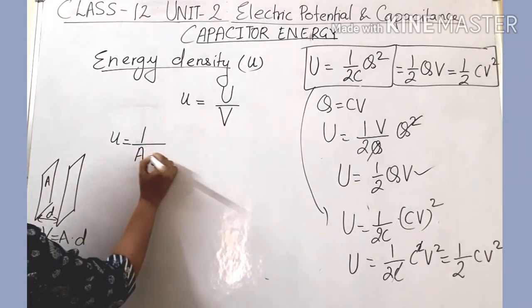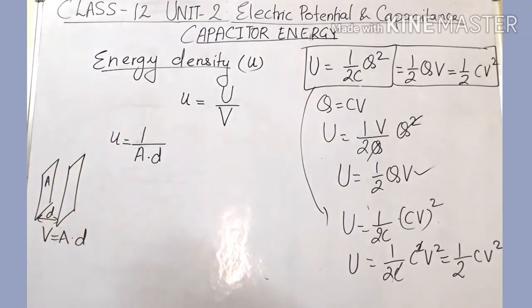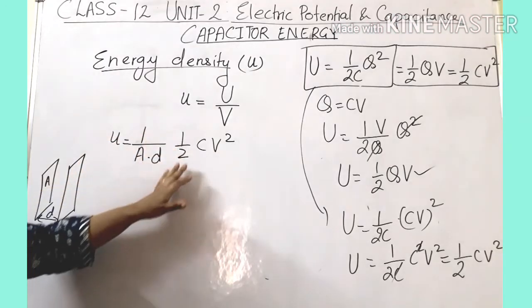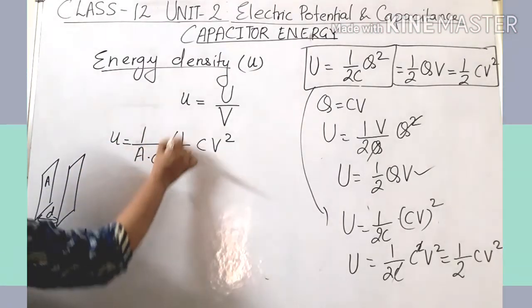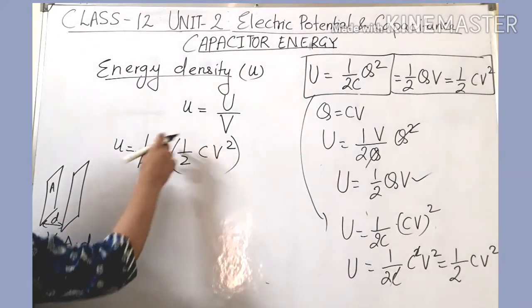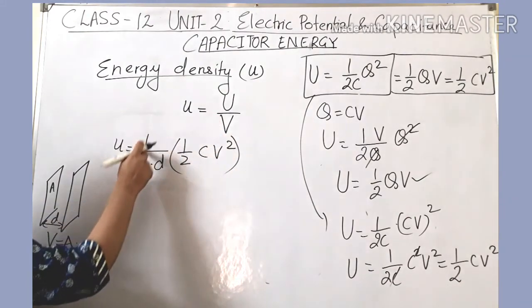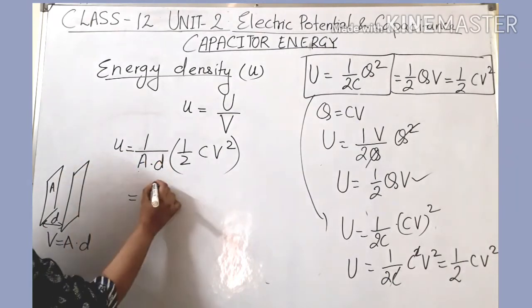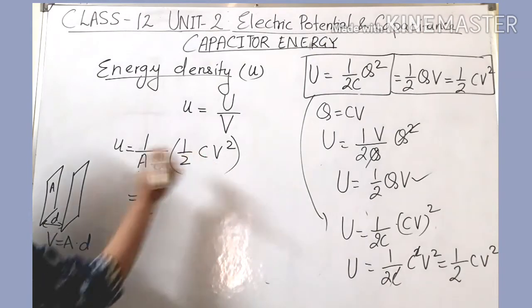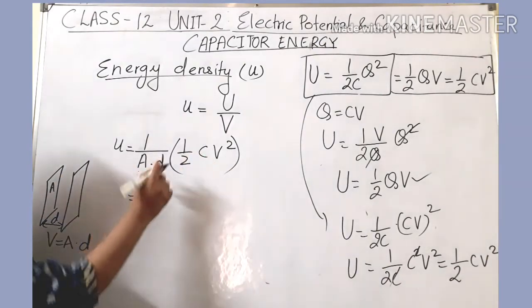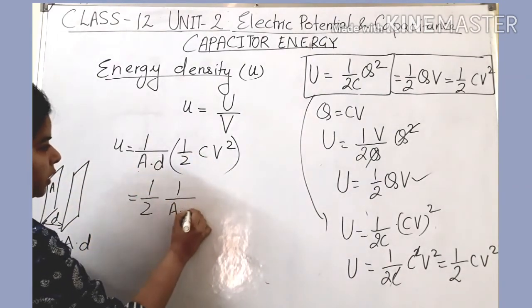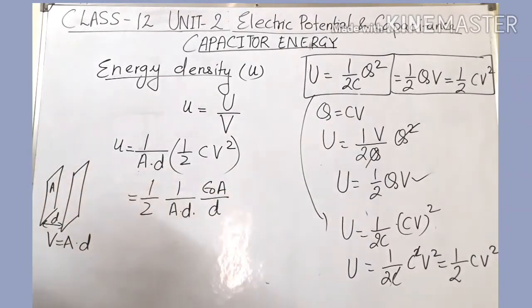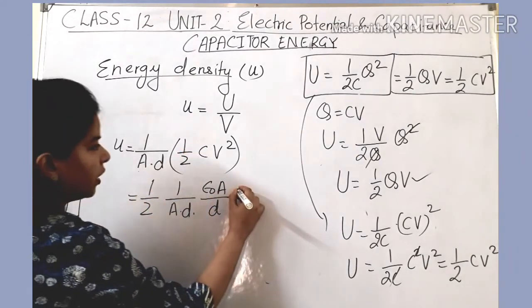Now, U is equal to half of CV square. This is the energy value. In place of volume we put the value AD, where A is the plate area and D is the distance. Now we put the formula for the capacitance C of a parallel plate capacitor. So half, 1 over AD, into C, whose value is epsilon naught A divided by D, and V square.